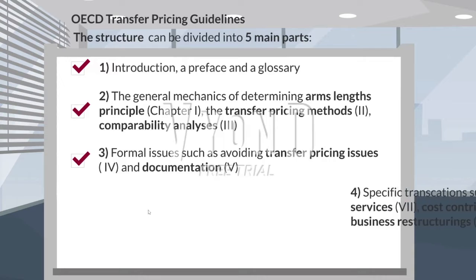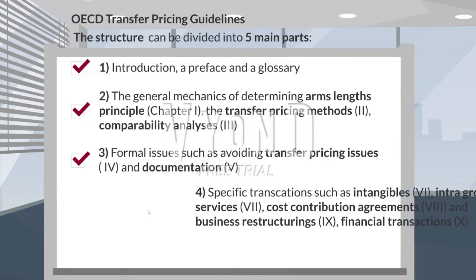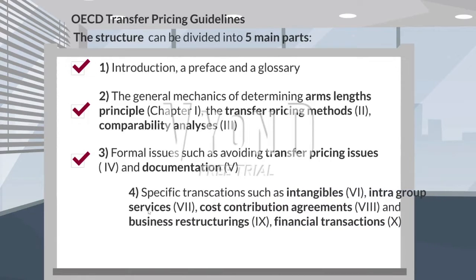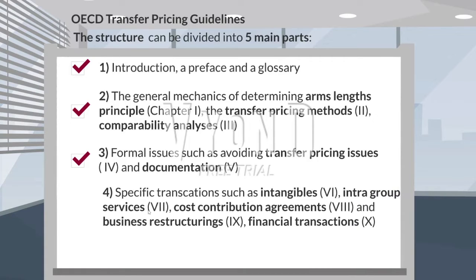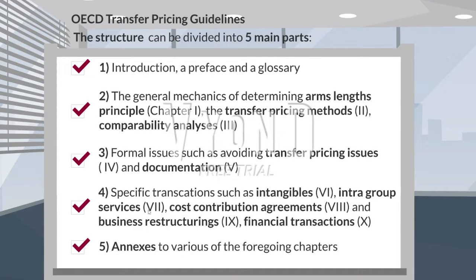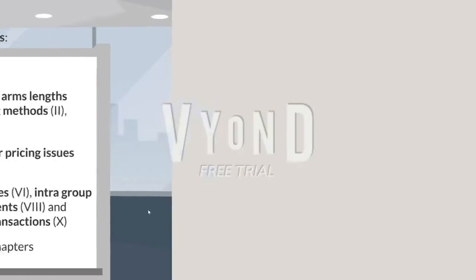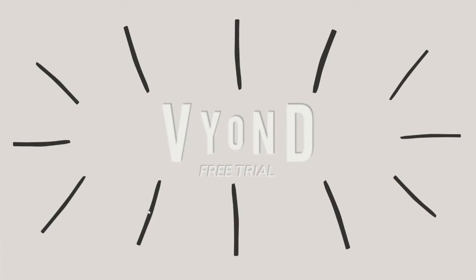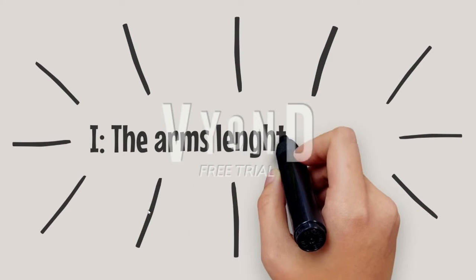Additionally, specific transactions such as intangibles, intragroup services, cost contribution agreements, business restructurings, and finally the newest chapter about financial transactions are addressed and covered by the guidelines. Lastly, the annexes for the covered chapters are listed in the OECD transfer pricing guidelines. Let's start and jump into the first chapter with the introduction of the arm's length principle.